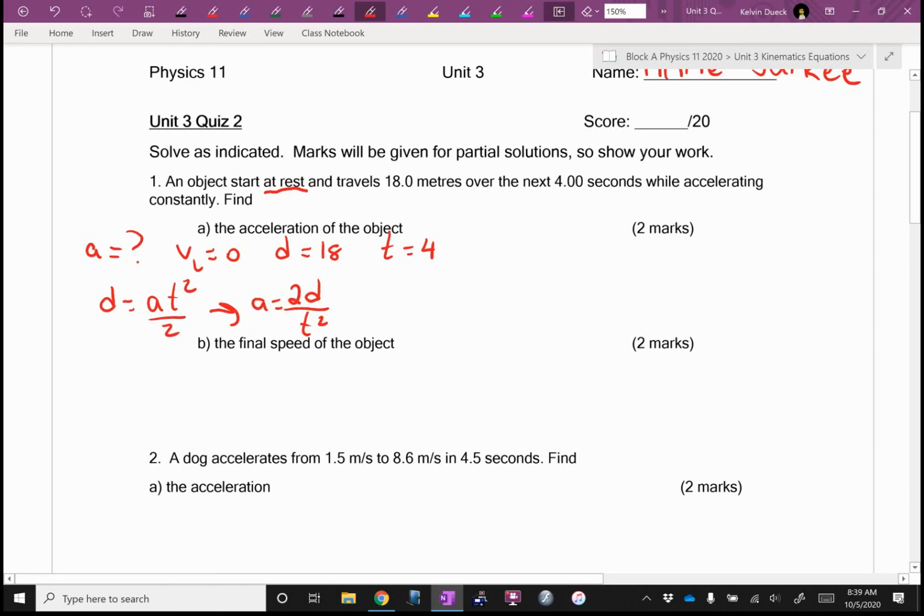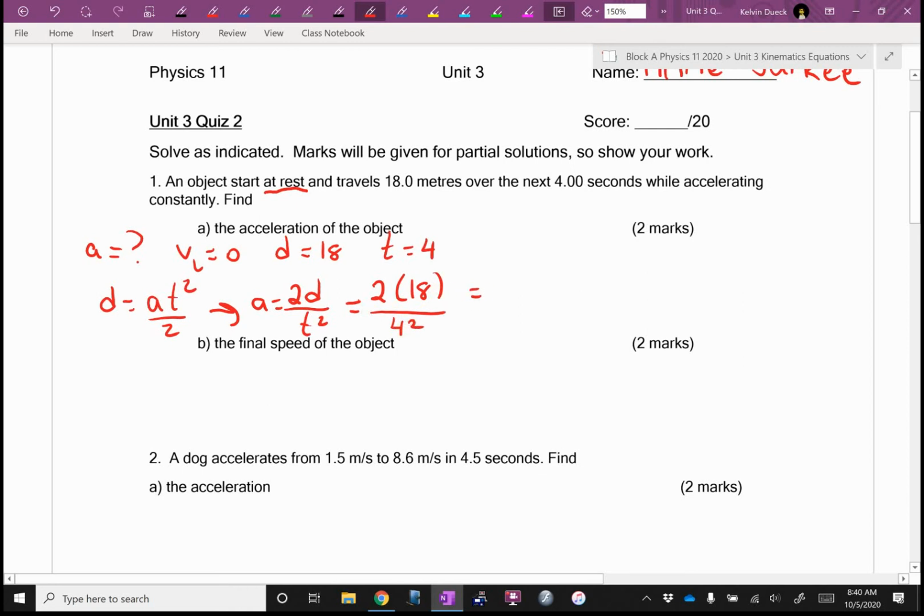Do I need to square root both sides? Only if I was getting the t by itself. Only if I needed to get rid of the squared. I don't need to get rid of the squared to get the A by itself. That's just fine. So it's going to be 2 times 18 divided by 4 squared.